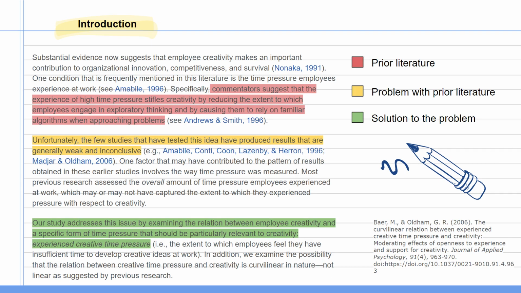Let's take a look. Introduction. Now, you will immediately see that this is a lot longer. But the parts that I'm actually highlighting are pretty short. So we need to know how to find them.